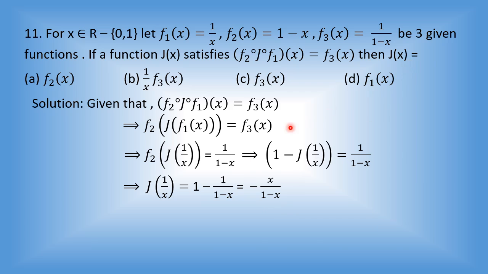Now we want j of x, but here we got j of 1 by x. So we replace x by 1 by x on both sides, the left hand side as well as the right hand side. After simplification, we get j of x is equal to 1 divided by 1 minus x. So 1 divided by 1 minus x is nothing but the function f3 of x. Therefore the answer is option C.